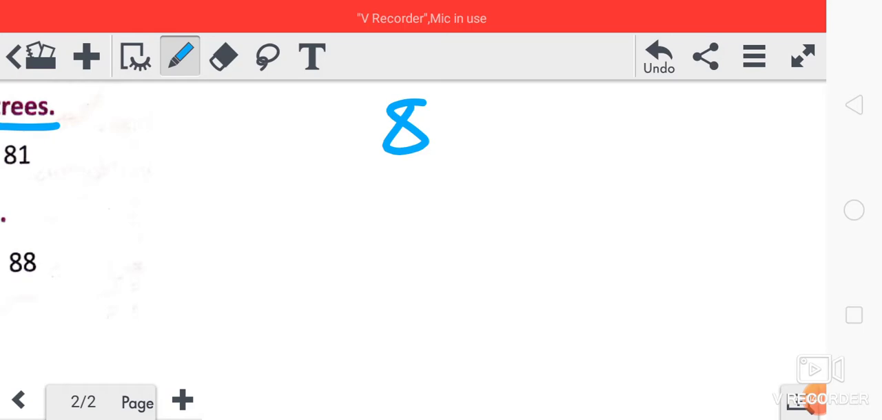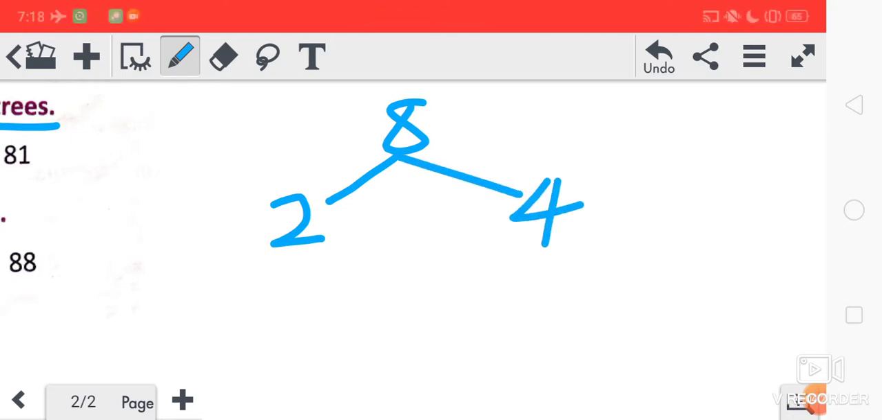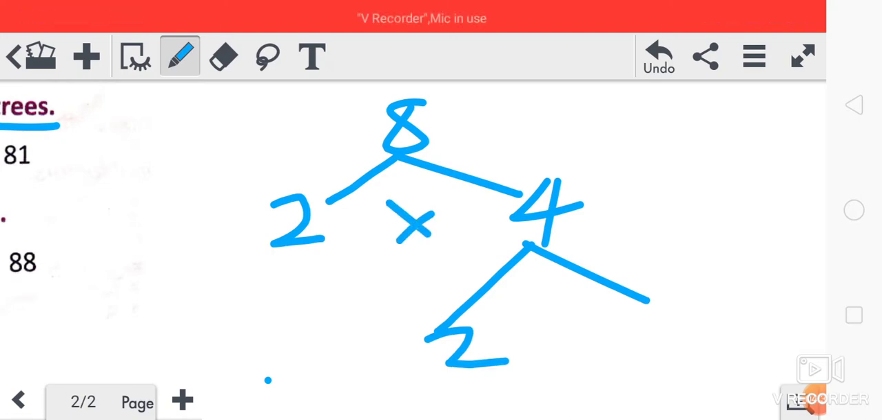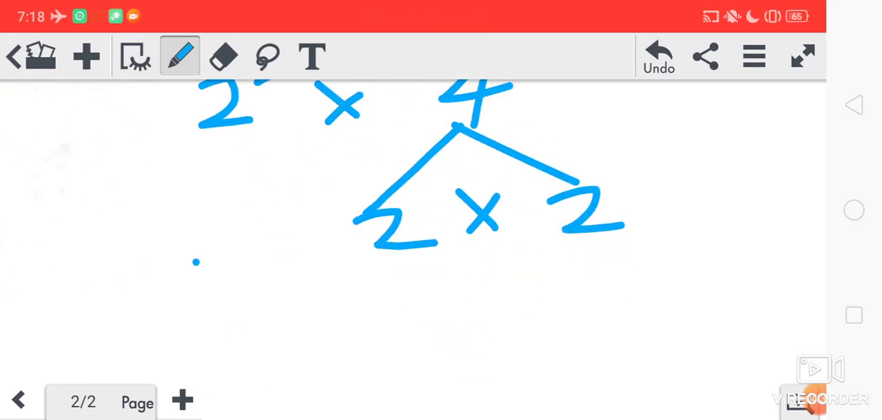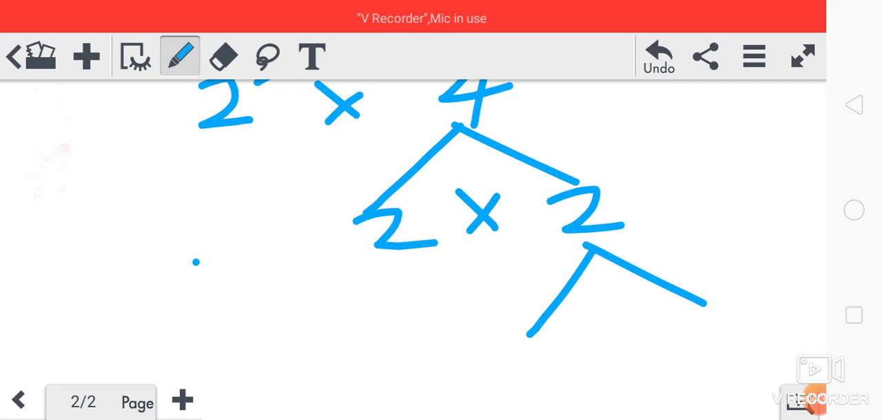So 8 comes in which number's table? We'll start from the smallest. We'll not write 1. From the smallest, which one is the factor? 2. 2 4s are 8. So we'll write 2 into 4. Then this one, 4. 4 comes in the table of 2 into 2. Got it? Then this 2 comes in the table of 2 into 1.